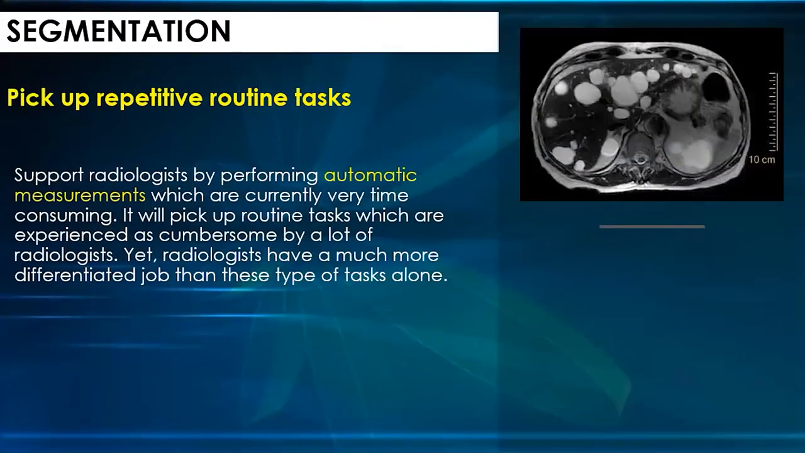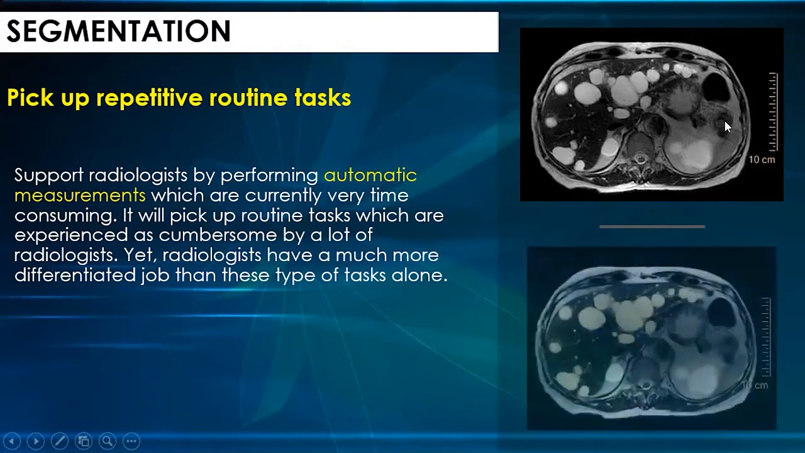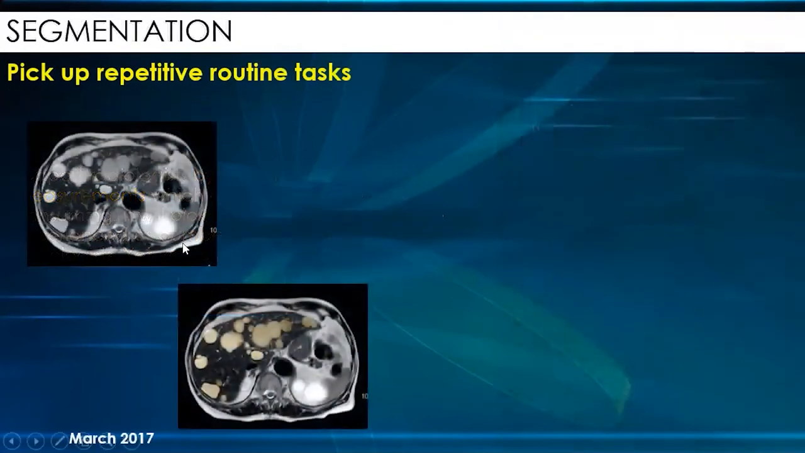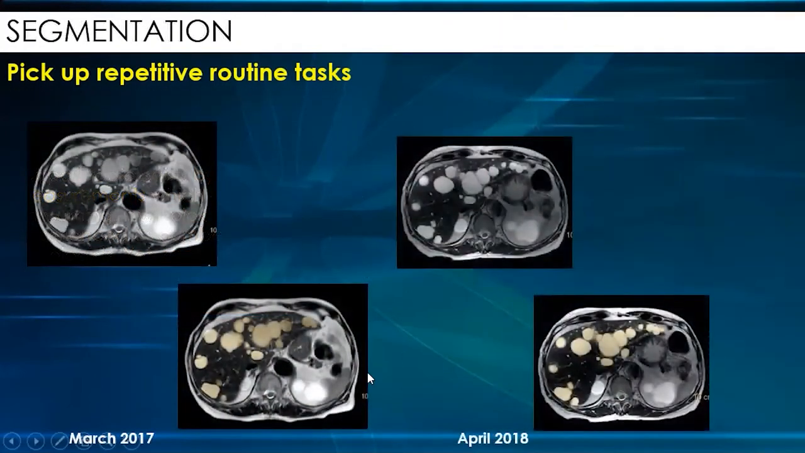Another typical application of the segmentation is the possibility to pick up those repetitive routine tasks. Here we have a typical example of patient with a liver polycystosis, so really high amount of liver lesion, cystic lesion. And in everyday clinical practice, we have to measure each lesion and we have to follow up along the time. And we know that is a really time-consuming procedure, especially during the follow-up, because we have to understand if the amount of lesion and the diameter of lesion remain the same along the time.